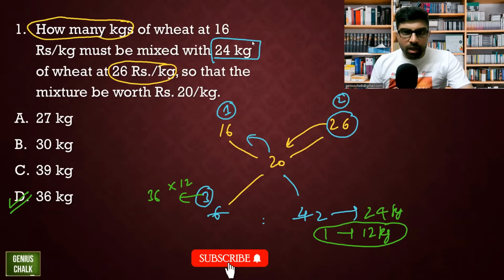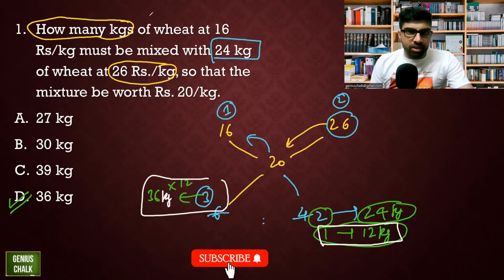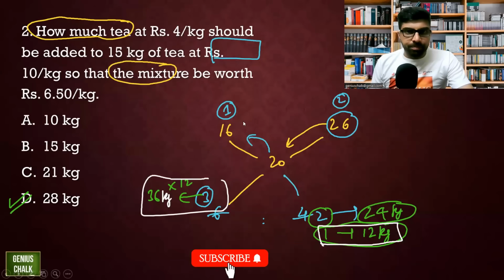So applying alligation, and afterwards we just have to equate the quantity. So 2 is equal to 24, so 1 is equal to 12, so 3 is equal to 3 into 12, that is 36 kgs. Let's go ahead.